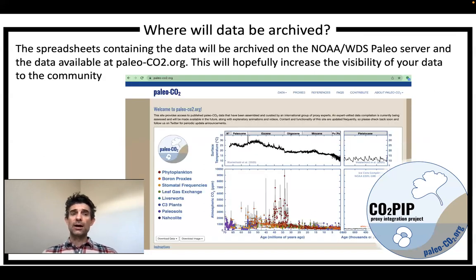And then finally, where would the data be archived? So those spreadsheets that contain all those data will be archived on the NOAA WDS Paleo server, and the data will be available at paleoco2.org. I have a screenshot of the homepage here on my slide. And the idea is that this will increase the visibility of your data, allow them to be shared with the community for people that maybe don't know as much about which records to pick, or paleoatmospheric CO2 in general. This will help, we hope, publicize your data.